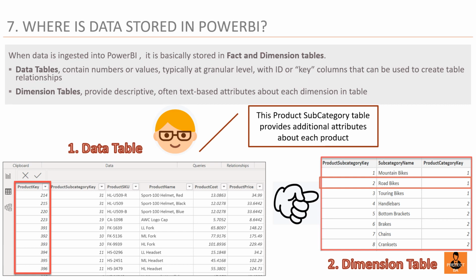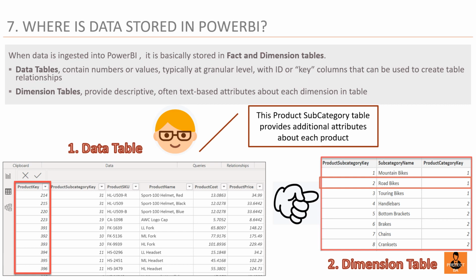When data is ingested into Power BI, it is basically stored in fact and dimension tables. Data tables contain numbers or values, typically at granular level, with ID or key columns that can be used to create table relationships. Dimension tables provide descriptive and often text-based attributes about each dimension in table.